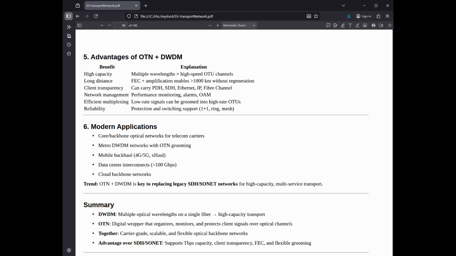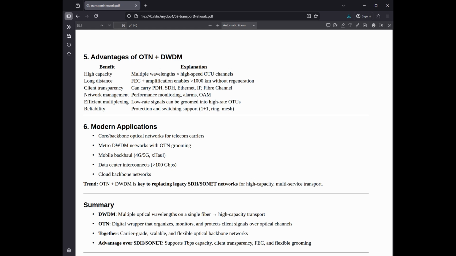Transparency: OTN can carry any type of traffic, Ethernet, legacy SONET, or even ATM, without changing the data. Grooming: just as ATM bundled virtual channels into paths, OTN can groom several 10G signals into a single 100G shipping container to save space on the DWDM highway.